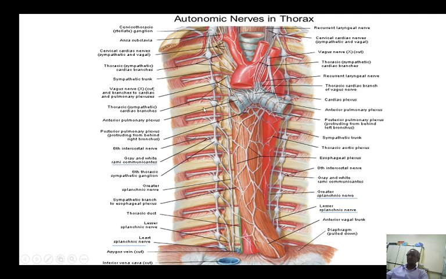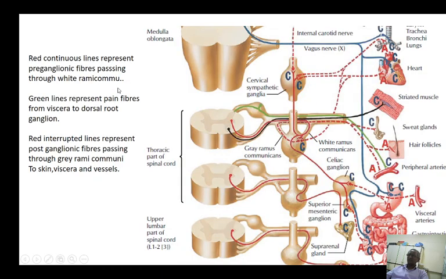So here we are showing the 11 pairs of ganglia and the grey and white rami communicantes that are connected to the spinal nerve. Then of course here we are showing the grey rami communicantes. So in the grey rami communicantes, the post-ganglionic fibers, wherein these fibers synapse in the thoracic sympathetic ganglia. So we are having post-ganglionic fibers in grey rami communicantes that are going to the viscera, that are going to the skin.